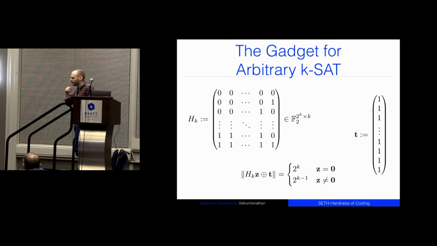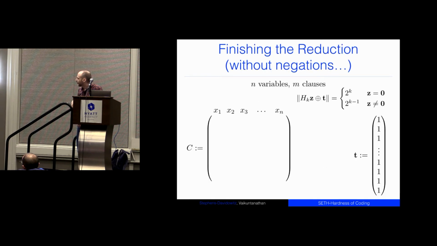not equal 0. Right? And this is just sort of the fact that if I take a random parity of a non-zero vector, it'll have parity 1 with probability 1/2. And of course, the 0 vector always has parity 0, no matter what I take its inner product with. Good. So we're almost done. Let's finish the reduction without negations. Still not reducing from a hard problem, but we're getting there.